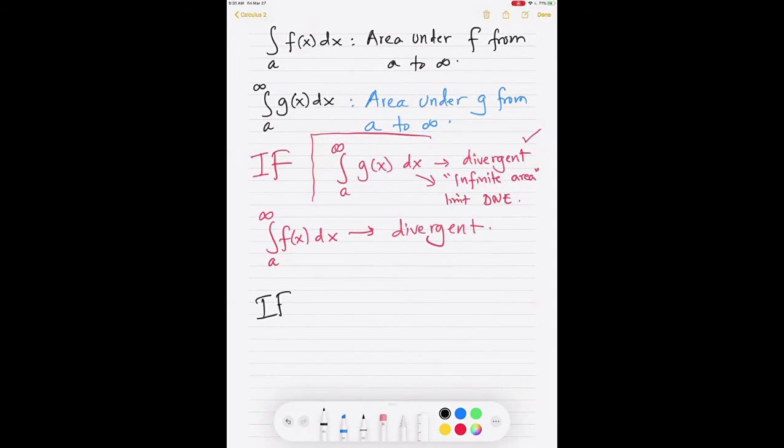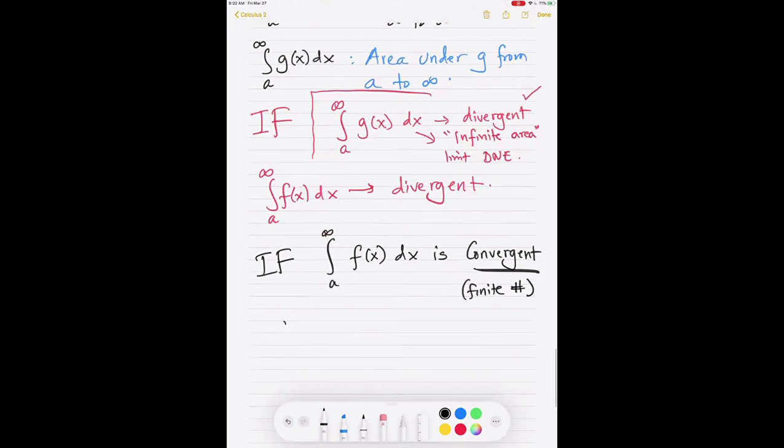So now if integral a to infinity f of x dx is convergent, which means what? Oh, it adds up to a finite number. What can you say about integral a to infinity g of x dx? So that means it's finite area. It's convergent. Very good.